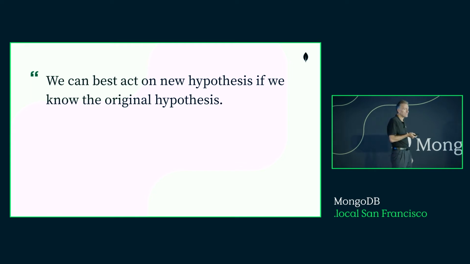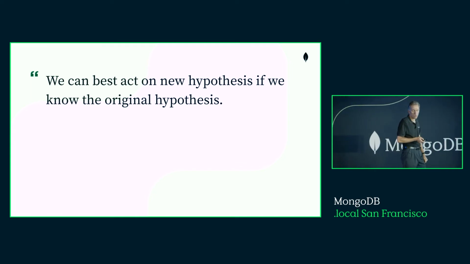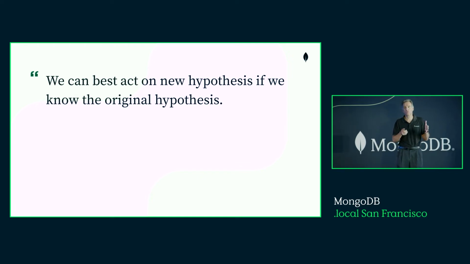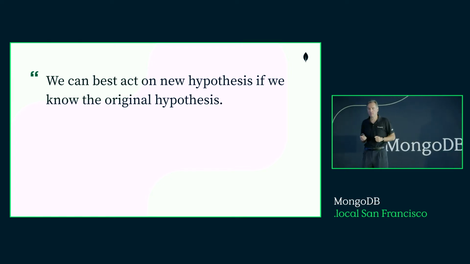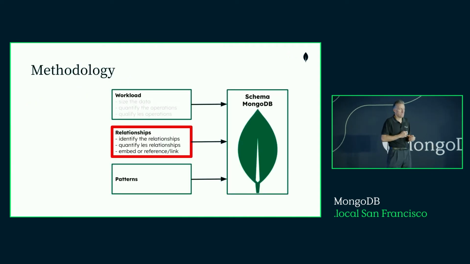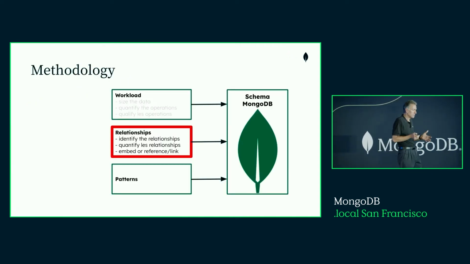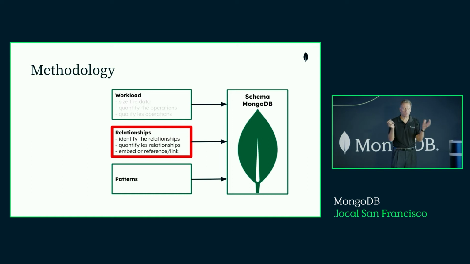So we can best act on new hypotheses if we know the original hypothesis. So basically what I'm saying is if you write down what you were expecting for your workload and you put information there, when things change in the future, it's a good indication that you have to go back to the board and see the impact of having this query that was supposed to run 10,000 times per second, but now is running 50,000 times per second.